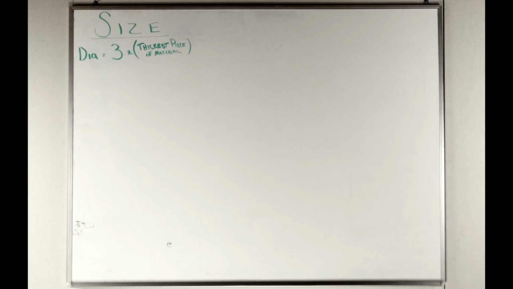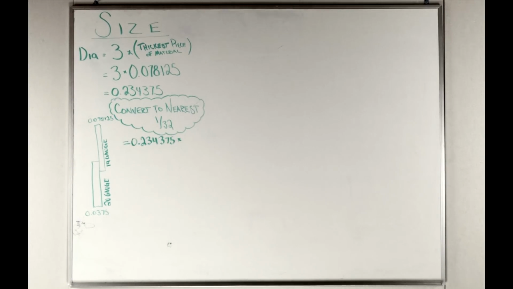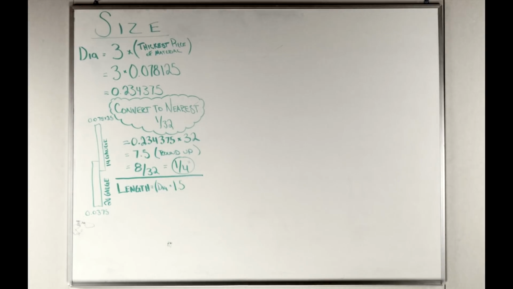To calculate your rivet size, you can use an easy calculation of diameter equals 3 times the thickest piece of material. So for example, say we have a 20 gauge piece and a 14 gauge piece of material, we're going to want to take 3 times the thickest gauge. Next you'll want to convert to the nearest 32nd. This will give us 7.5 and we round up to 8, which gives us 8/32nds, which is equal to 1/4, a quarter inch.